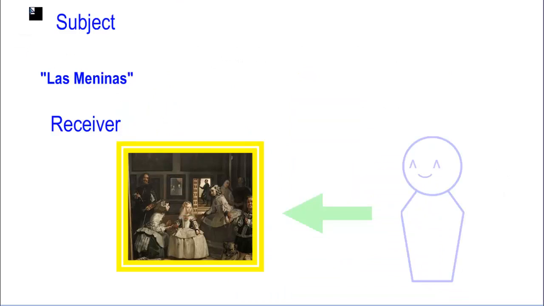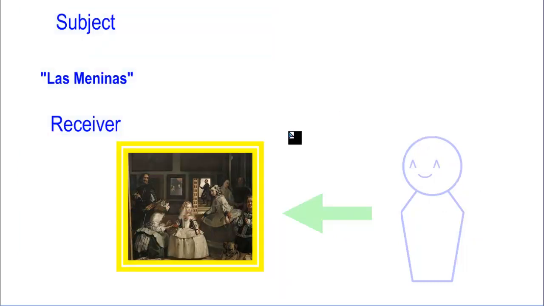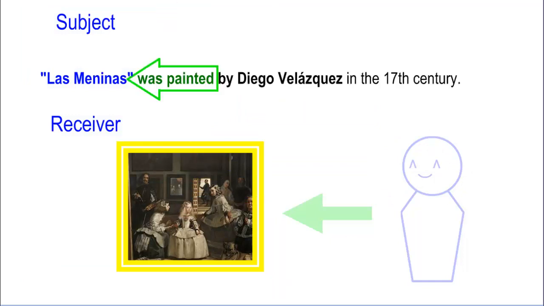So for example, in this case we have Las Meninas is going to be our subject. Okay, Las Meninas is going to be our subject, and the action is going to fall into that. So if I want to use passive voice, I could say Las Meninas was painted by Diego Velázquez in the 17th century. Was painted. You see, the action goes to the subject. So remember, passive voice means that the subject is the receiver of the action.